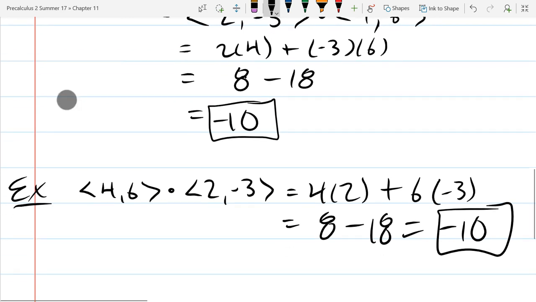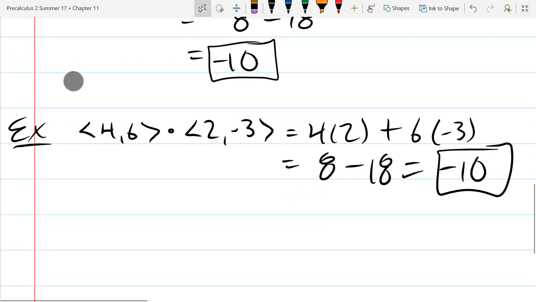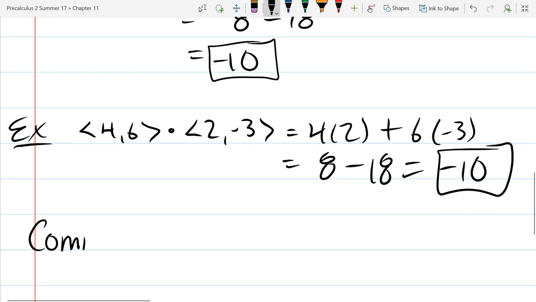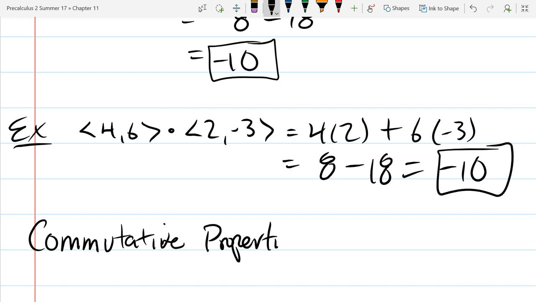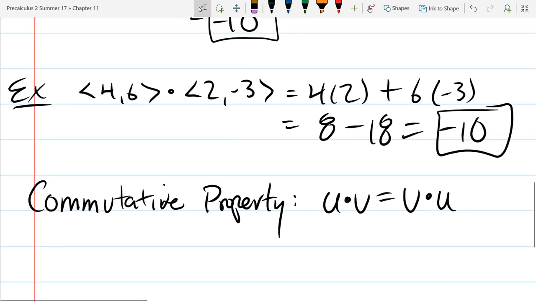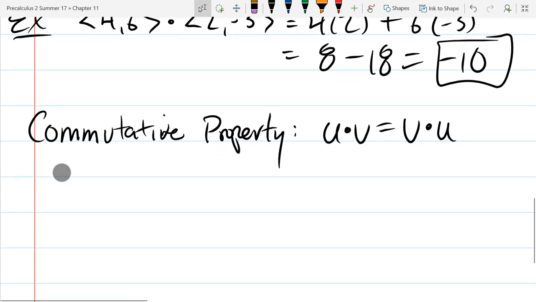Now, it doesn't matter what order you do your dot product, you'll get the same value. So this is what we call the commutative property. So you can do a dot product either order, you get the same thing. So it's commutative property. And we're going to look at a couple other properties.